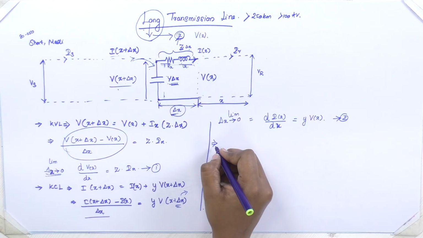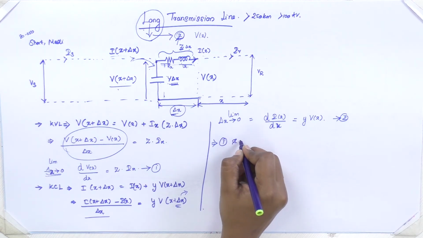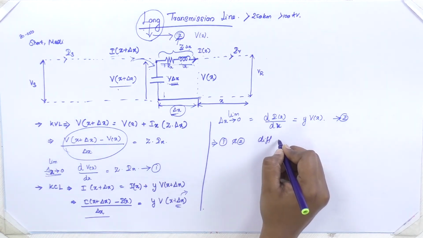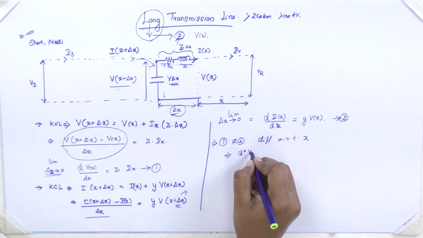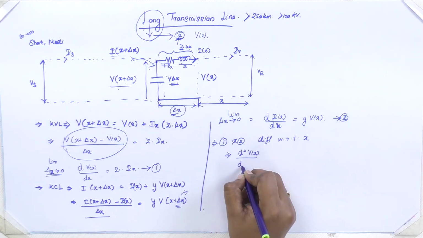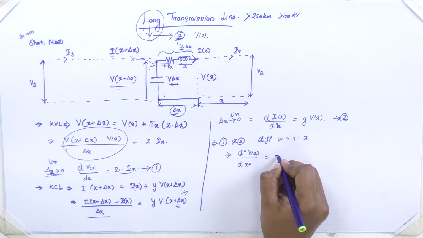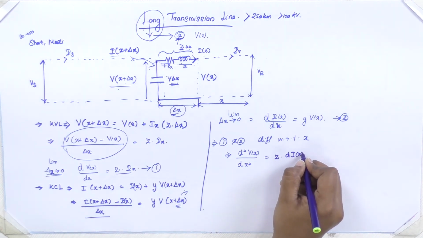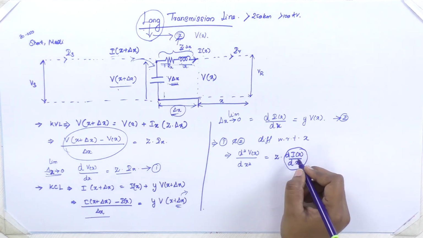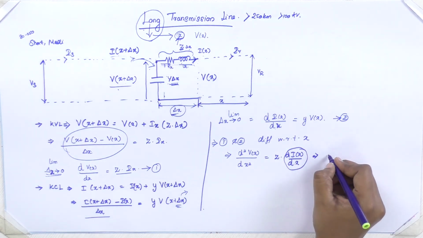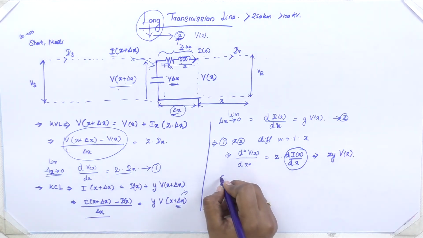So differentiating with respect to x in these both two equations, 1 and 2, I am differentiating with respect to x. So the first equation will be d square V of x divided by dx square, which is equal to, when I differentiate this, it will be z into d of I of x by dx. So what is d of I of x by dx? It is y into V of x. So z y into V of x.